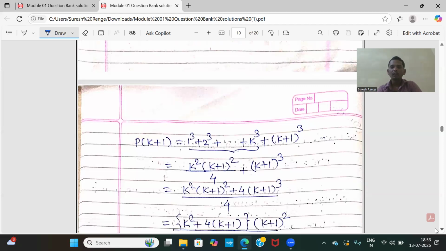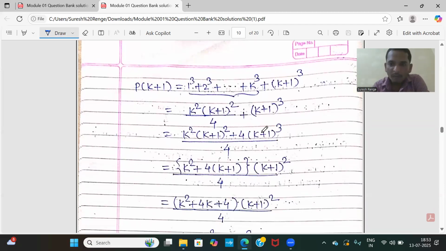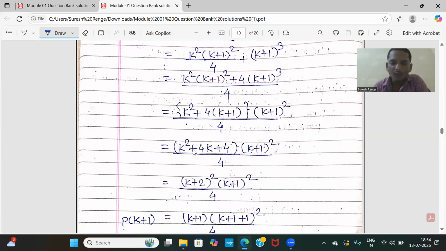Take common from the numerator. We take k plus 1 whole square as the common term. What terms are remaining in the numerator? k square plus 4 times k plus 1. Solving that, 4 multiplied by k is 4k, and 4 multiplied by 1 is 4, all over 4. Now what is this, k square plus 4k plus 4?